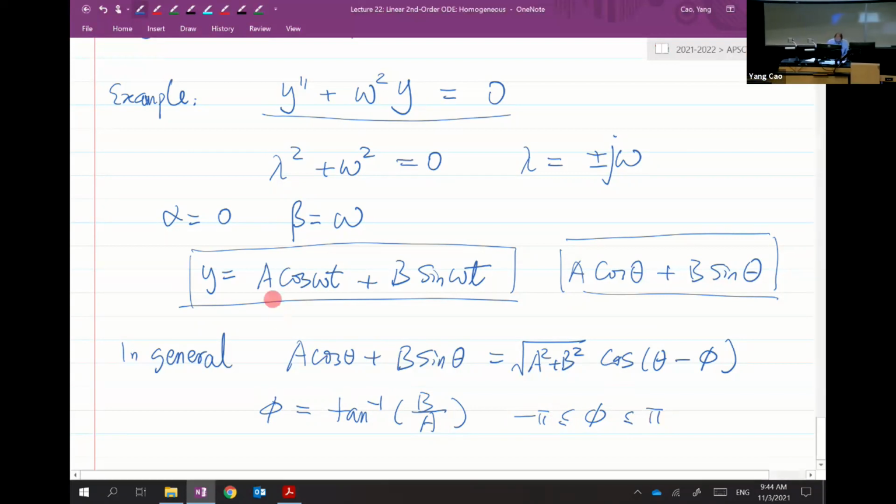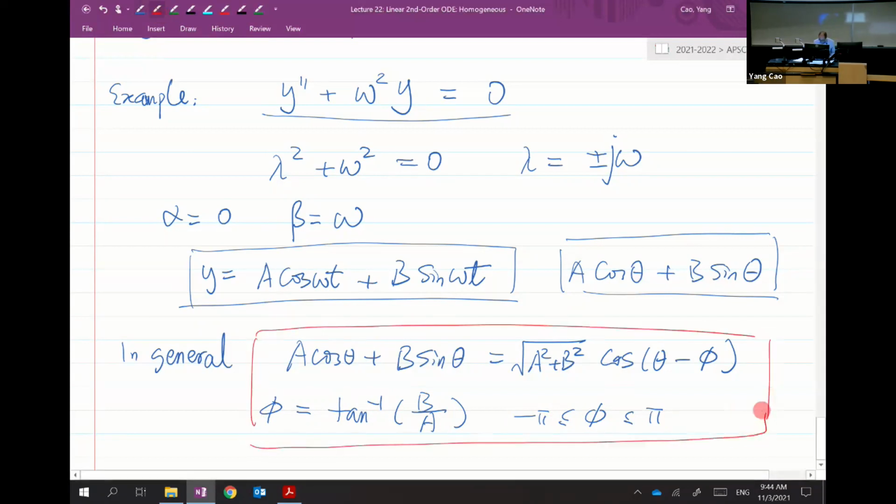So this is a general formula. But when you use this formula, sometimes there's a little bit of detail, so you have to be careful in terms of how you get this phi value. And that really depends on the location of A and B.